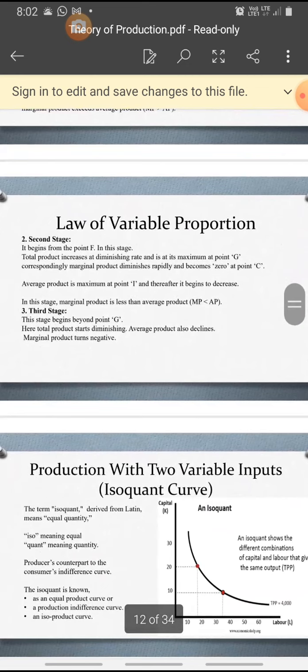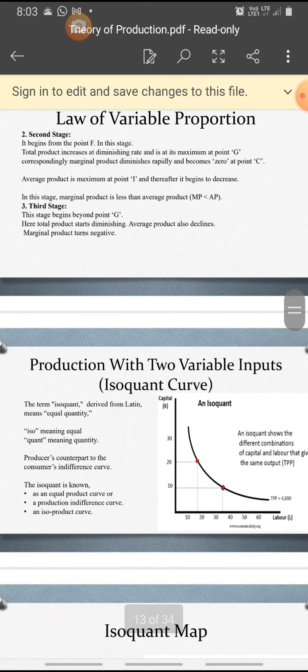Then the second stage begins from point F. In this stage, total product increases at a diminishing rate and is at its maximum at G. Correspondingly, marginal product diminishes. In this stage, marginal product is less than average product. The third stage begins beyond point G, where total product starts diminishing, average product also starts diminishing, and marginal product turns negative in the third stage.